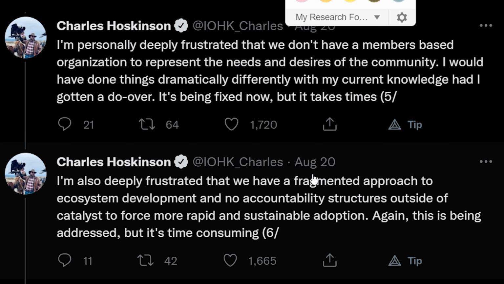I'm personally deeply frustrated that we don't have a members-based organization to represent the needs and desires of the community. I would have done things dramatically different with my current knowledge and if I'd gotten a do-over. It's being fixed now, but that takes time. I'm sure many of us would, right? I'm also deeply frustrated that we have a fragmented approach to the ecosystem and development and no accountability structures outside of Catalyst to force more rapid and sustainable adoption. Again, this is being addressed, but it's time consuming.